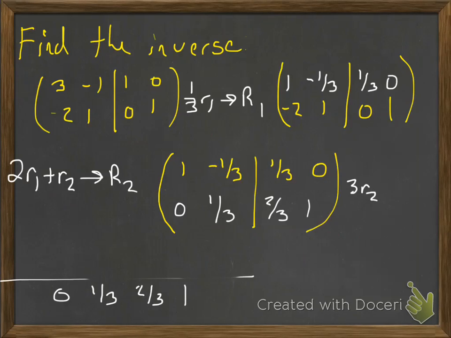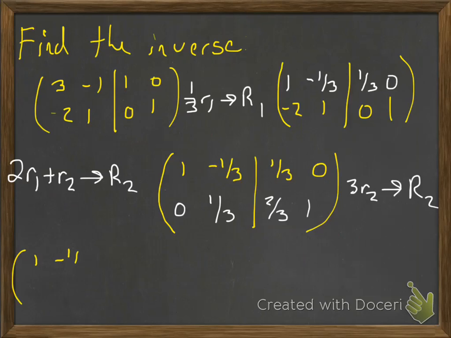Okay. Now I'd like to make this a 1. To make a 1, we're going to multiply it by the reciprocal. The reciprocal of 1/3 is 3. So we're going to do 3 row 2 to replace row 2. Top row is unaffected. 3 times 0 is 0, 3 times 1/3 is 1, 3 times 2/3 is 2, and 3 times 1 is 3. Okay, so we're almost done.